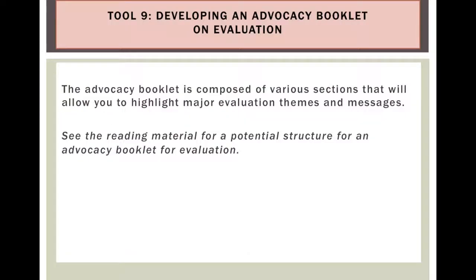One of the tools that you can use to reach out to your target audiences is an advocacy booklet on evaluation. The advocacy booklet is composed of various sections that will allow you to highlight major evaluation themes and messages. Refer to the reading material for a potential structure for such an advocacy booklet.